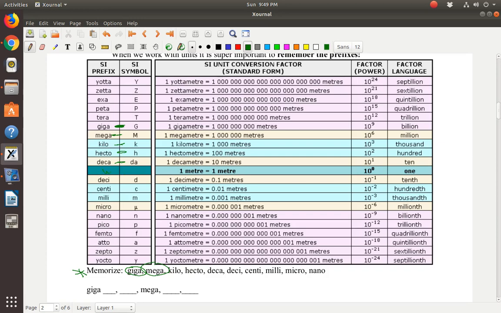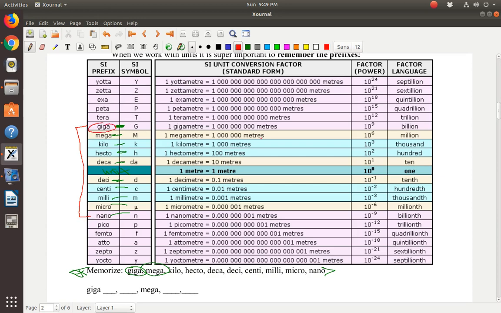This is the one that we'll call unit. And you'll see that when we do our little mnemonic device. Deci, centi, milli, micro, and nano. All the way down. So they're all here. And basically, on this chart, you have to memorize from here to here. All of those prefixes you must understand.